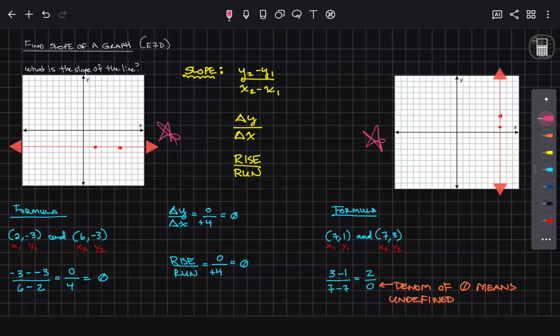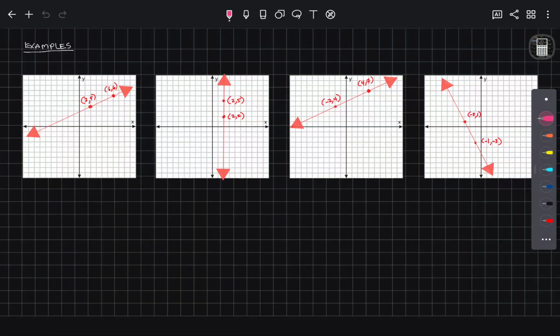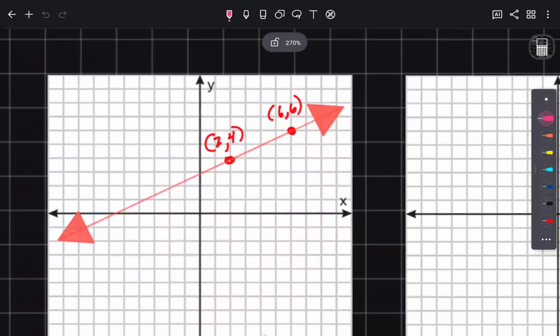You're going to notice this whenever you work the slope formula and you have a denominator of 0 instead of a numerator of 0. Numerator of 0 is no slope. Denominator of 0 is undefined. So here are some examples, and here's how simple this can be.